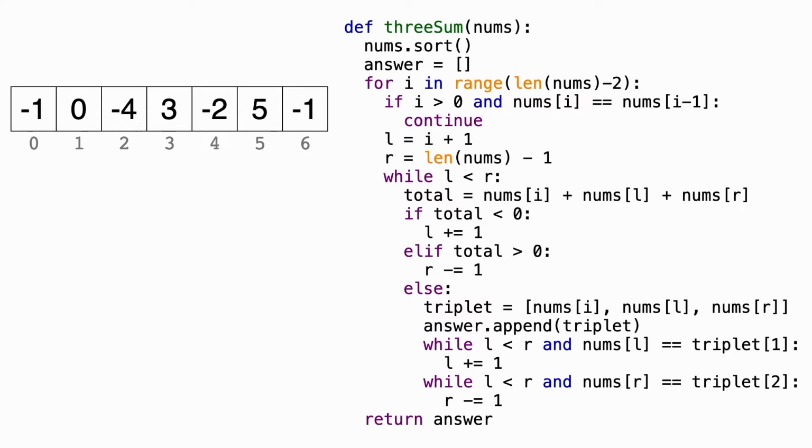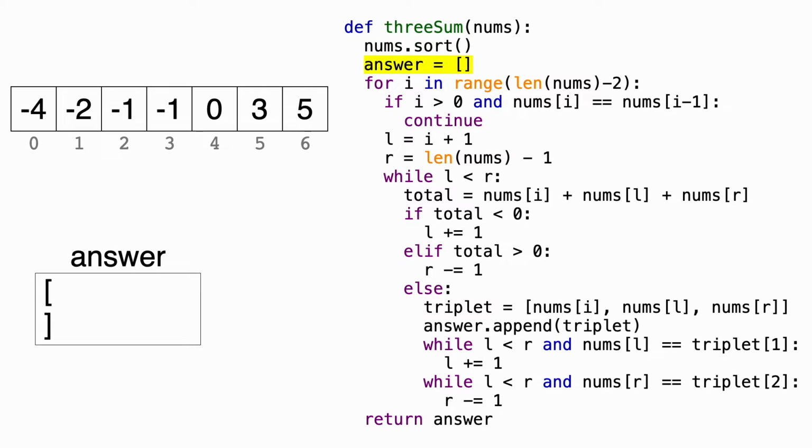Let's say this is the nums array that we are given. The first thing we're going to do is sort nums, and you'll see why this is important in a second. Next, we'll create an array that will hold our final answer. Then let's start the outer loop that fixes the first number using index i. Notice that we only loop until the length of nums minus 2, or in this case, 7 minus 2, which is 5, because we always need at least 3 numbers to sum up.